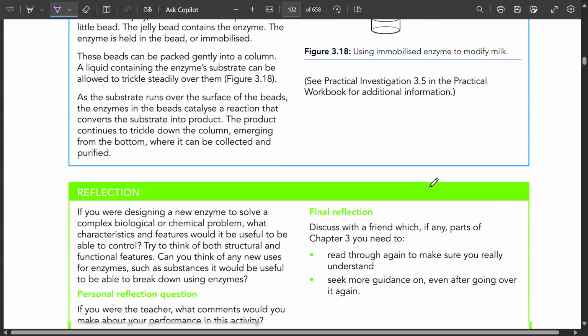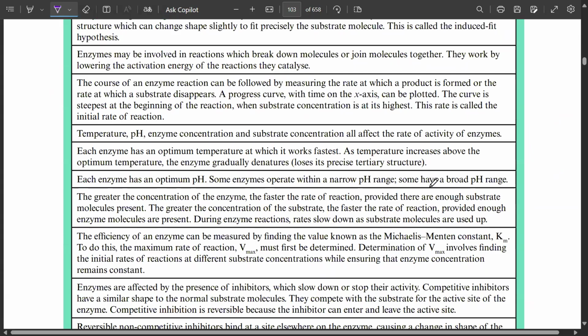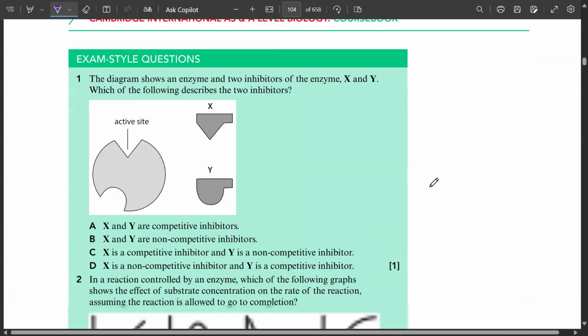This is one of the practicals that you can just read. Okay. And that is the whole summary that you have to read. And this is the end of your chapter.